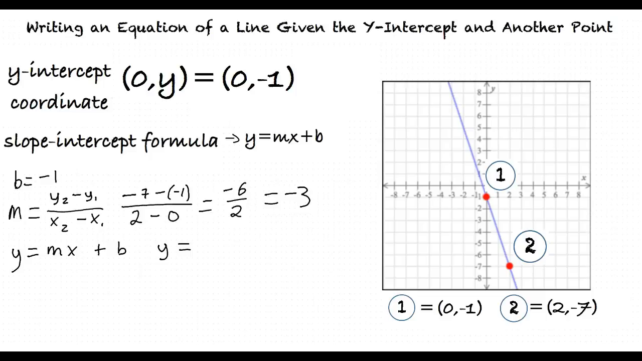So now that we have both m and b, we can fill the formula with y equals -3x minus 1, which is our final answer.